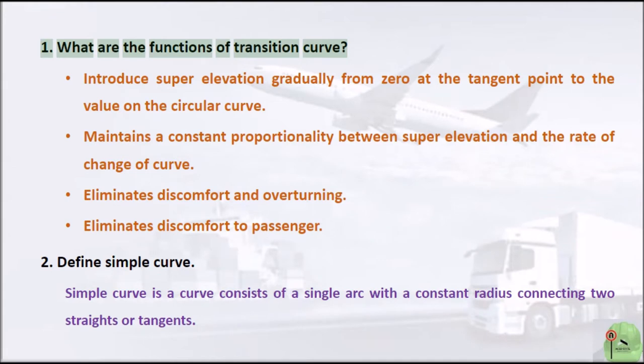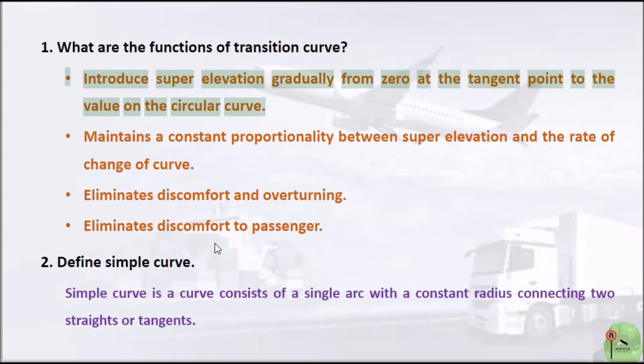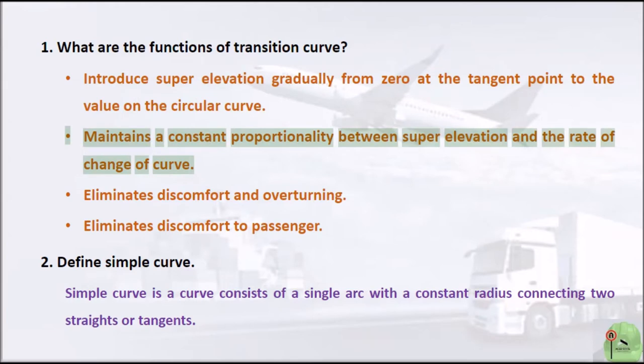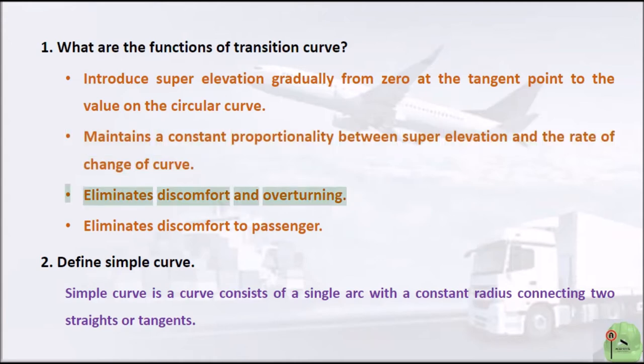1. What are the functions of transition curve? Introduce super elevation gradually from zero at the tangent point to the value on the circular curve. Maintains a constant proportionality between super elevation and the rate of change of curve. Eliminates discomfort and overturning. Eliminates discomfort to passenger.